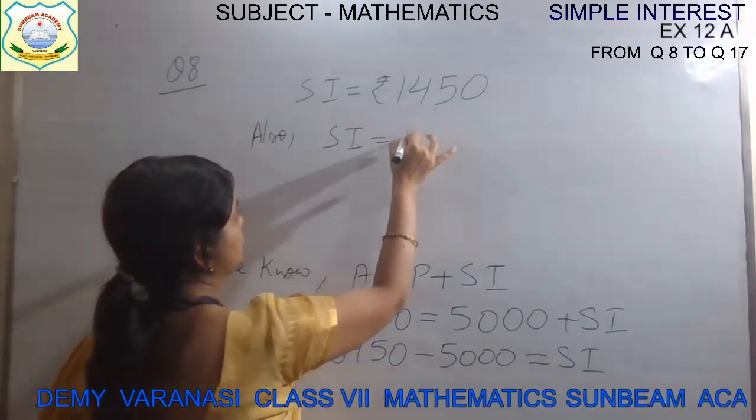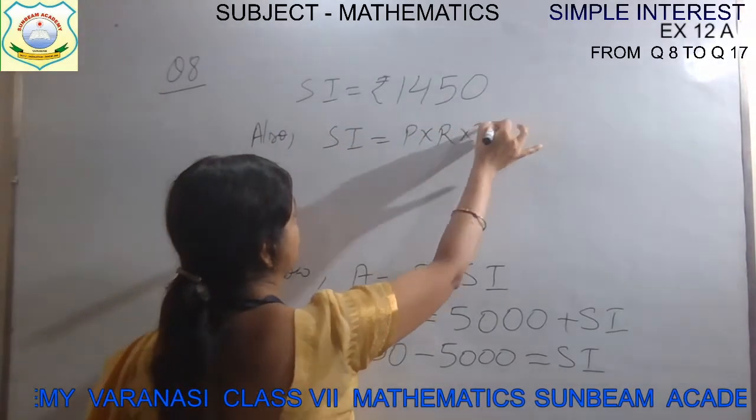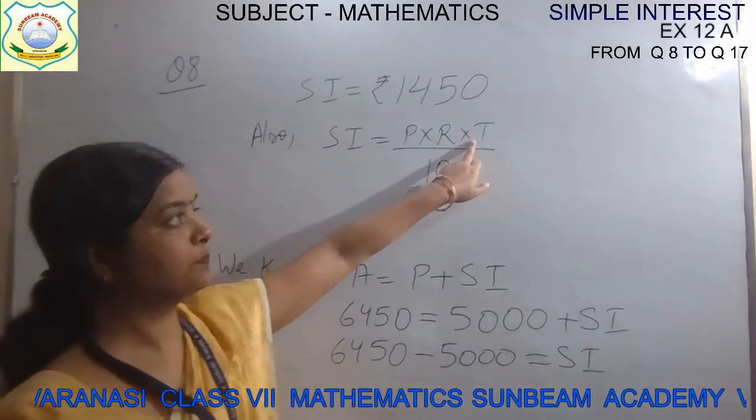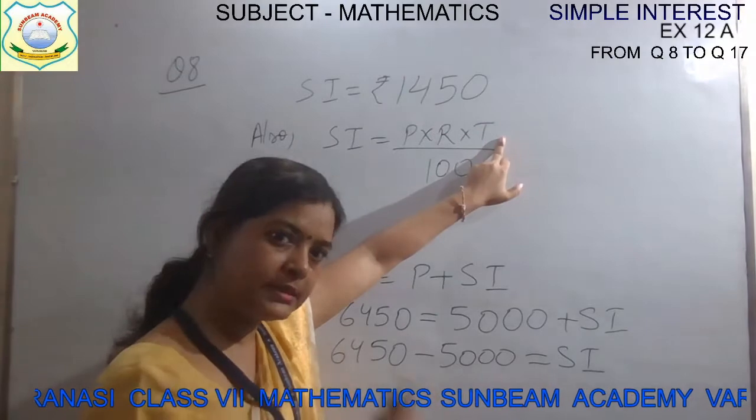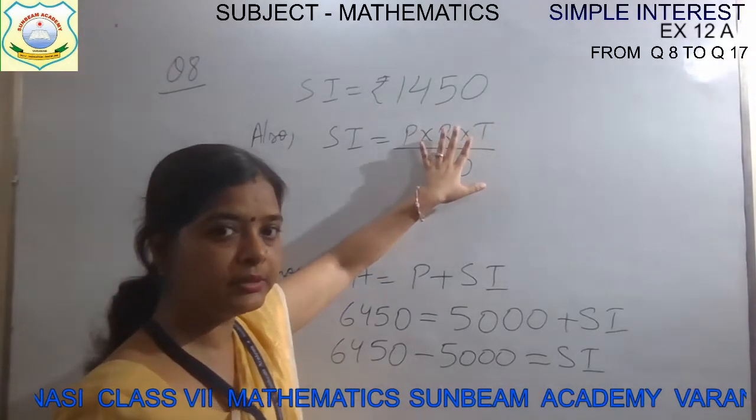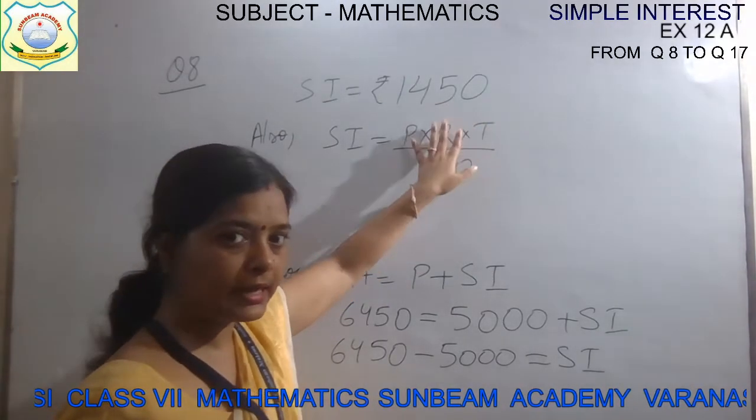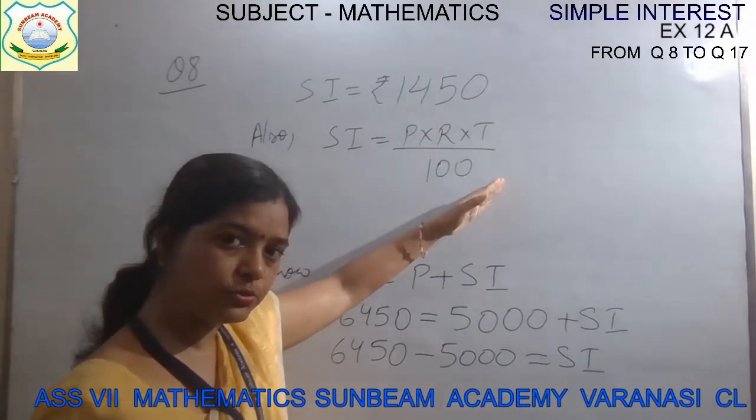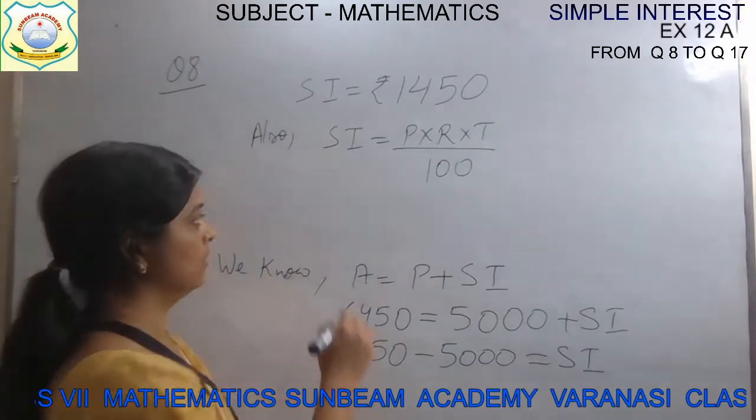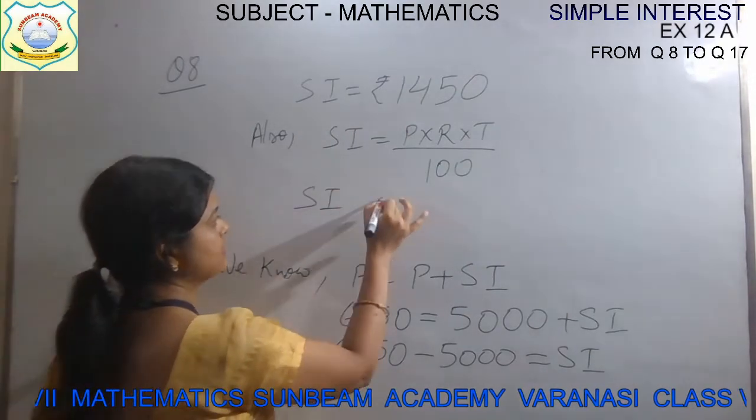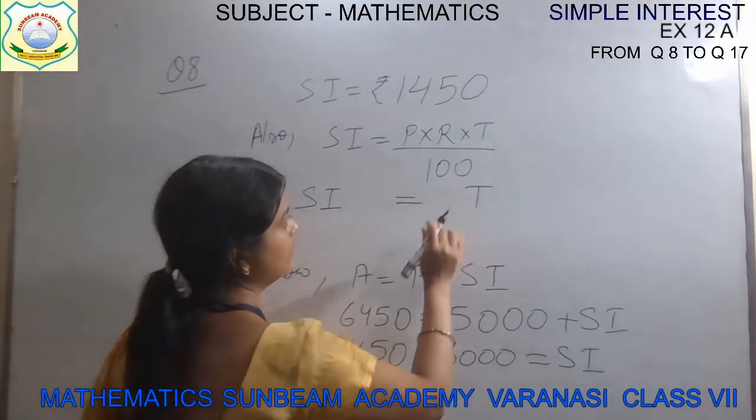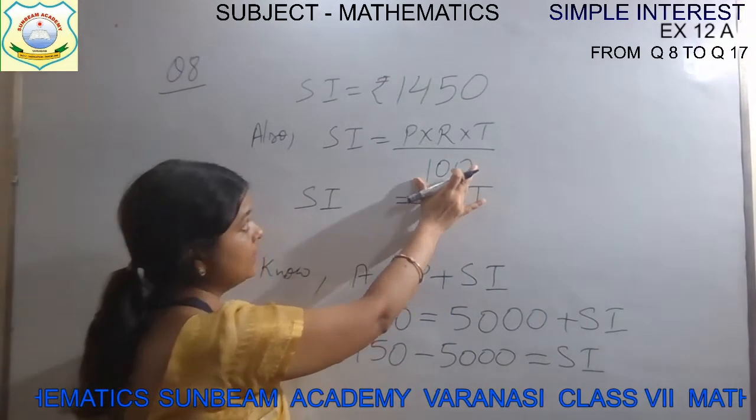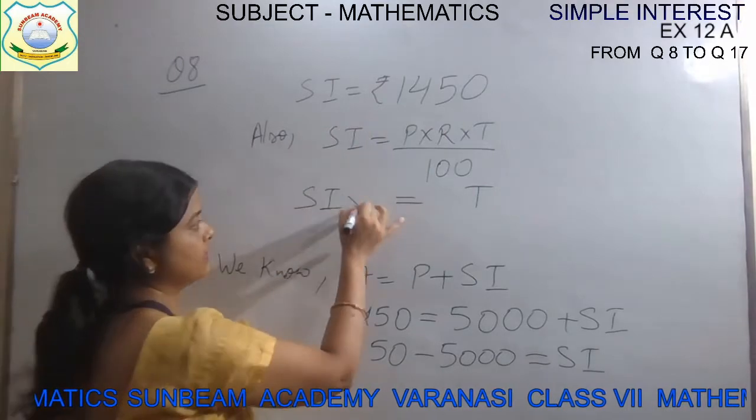SI is equal to P into R into T upon 100. We have to find time. So keep time on one side, and whatever numbers or variables are attached to T, you have to transpose to the other side. So simple interest is equal to, leave T here, 100 is in the denominator, it will go to the numerator when it is transposed.